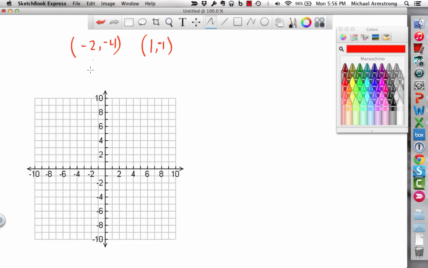1, -1. All right, so for the -2, -4, I'm going to just come over here to -2, -4, and that's this point right here. And then 1, -1 is this point right here. And I'm going to do it again, just like before. I'm going to start at my first point, and I'm going to go up 1, 2, 3, which means that my slope, which is rise over run, is equal to, in a positive direction, 3. So my rise is up 3, and my run is 1, 2, 3.